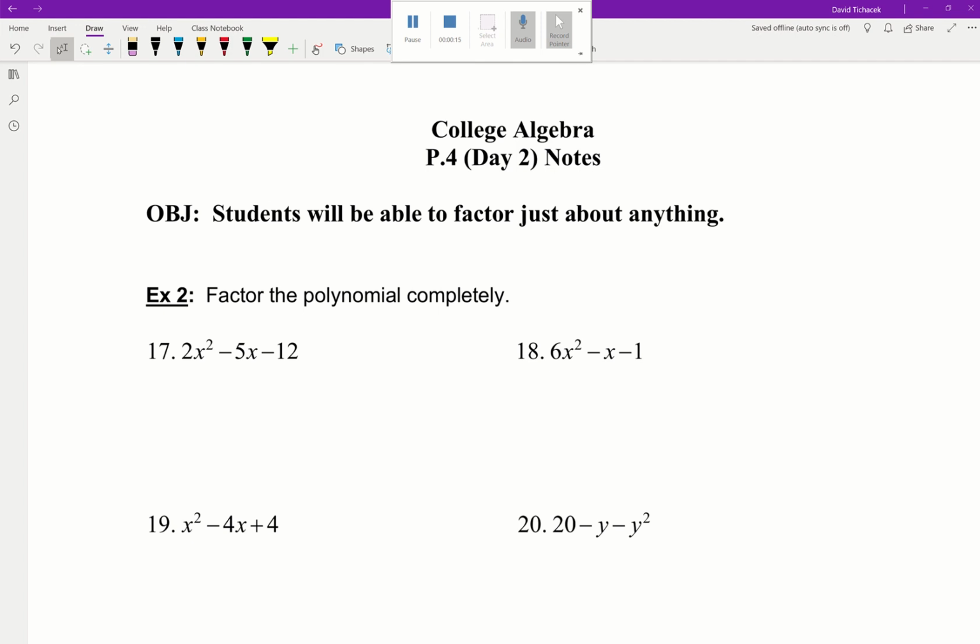We took a look at examples that had a greatest common factor, or GCF, and we also took a look at some examples where we were trying to notice the structure of some binomials, seeing if they match up to a difference of squares, a sum of cubes, or a difference of cubes.